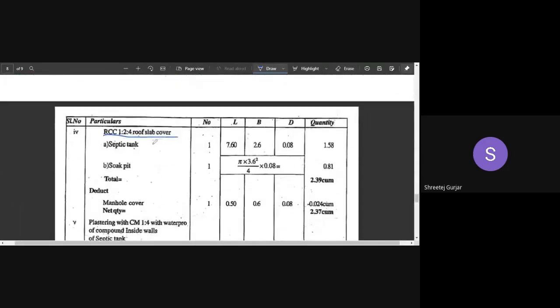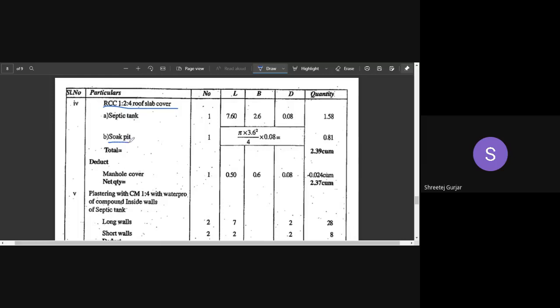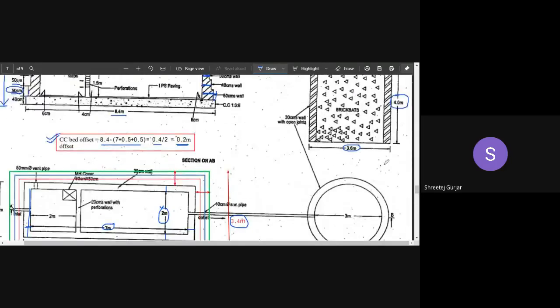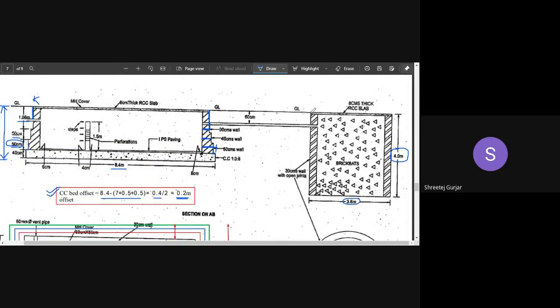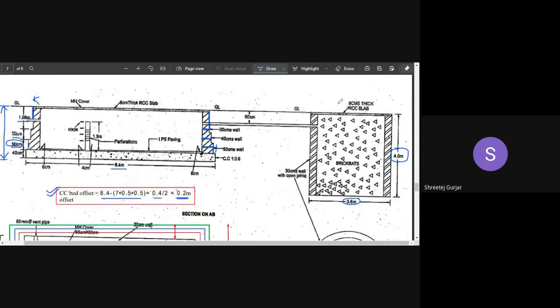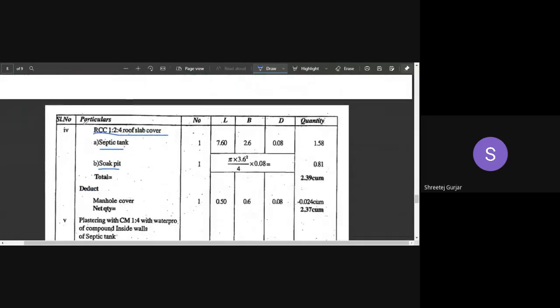Now, next, roof cover for the soak pit. After the septic tank, we have to give a roof cover for the soak pit as well, right? It is provided over the entire thing. So it will be pi by 4 into d squared, pi by 4 into 3.6 squared, and the thickness is the same, 8 centimeters. That is what is written here: pi by 4 d squared into the thickness of the roof slab. So add both of these and you will get the total RCC roof slab quantity.